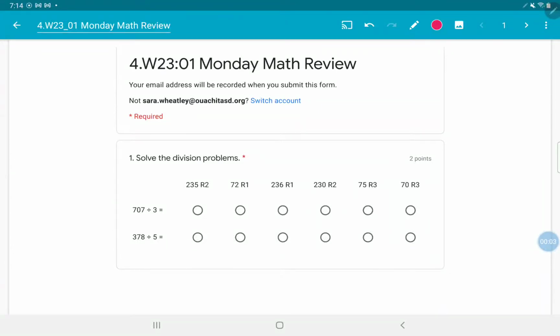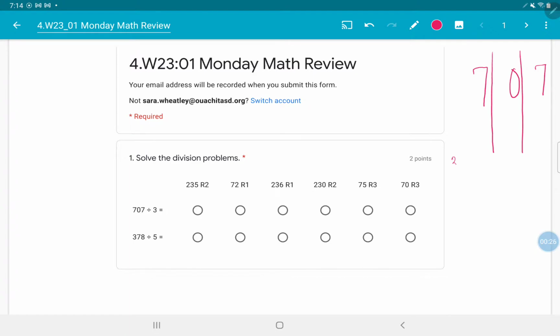We're going to check Monday's daily math first. So the first problem you have is a division problem. You have 707 divided by 3. So I'm going to put the 707 that we have onto a place value chart. And I need to divide that into 3 equal groups.